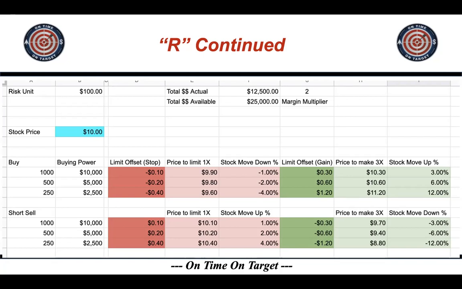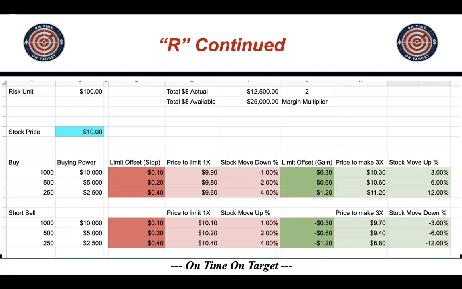Now, if you look at what it's going to take to get your 3R on the right, it's going to have to go up $1.20. So does the stock, before you take the trade, have the potential to go from $10 up to $11.20, which is a 12% move up in the first few minutes?